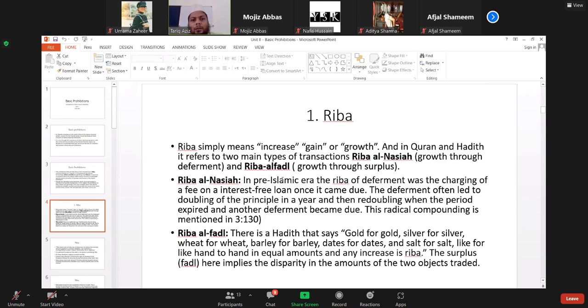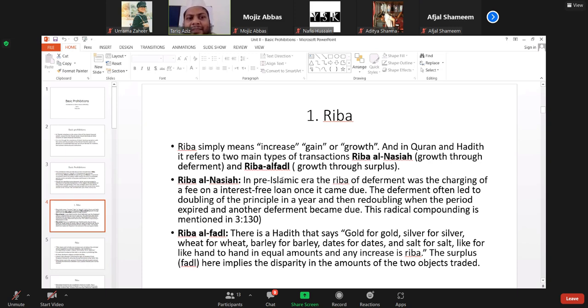Riba. The literal meaning of riba is excess. This is the Arabic word, riba. Riba means excess, increase, gain, or growth. This is the literal meaning of riba.